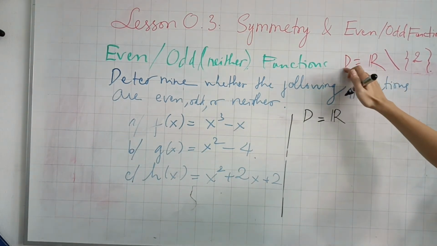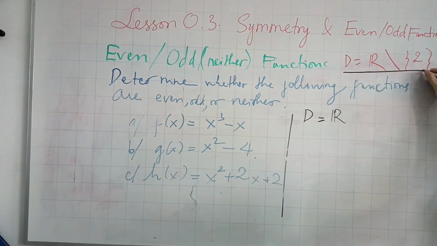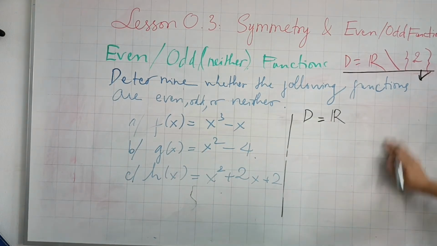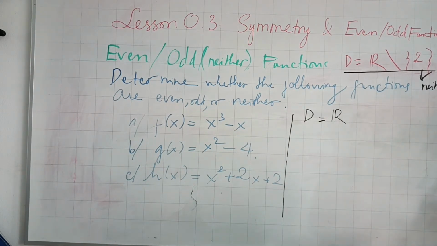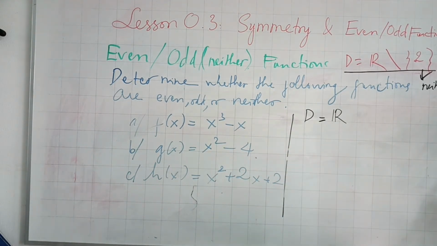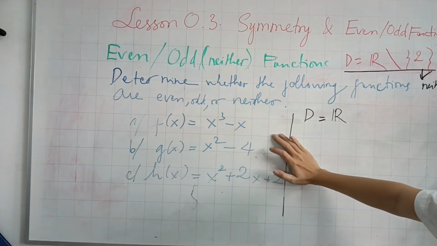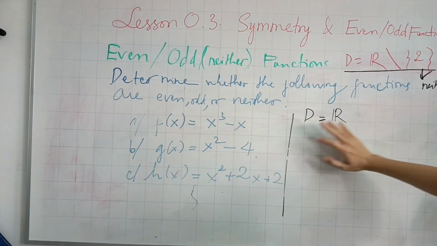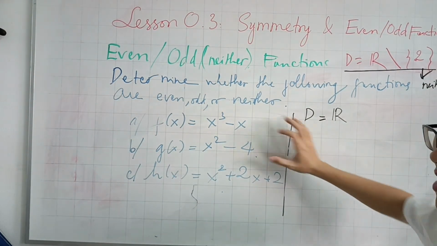So if we have the domain D equals R, we can conclude right now neither. And we don't want to do the second step. But here all of them are polynomial functions, so D equals R, and we must check the second condition.